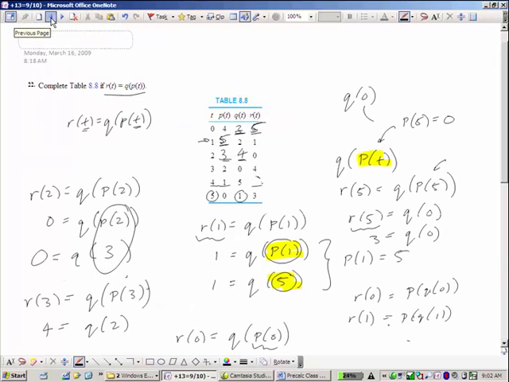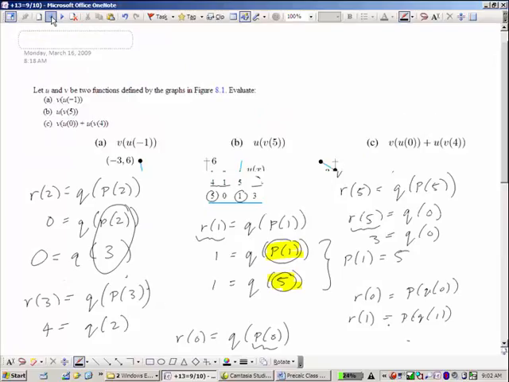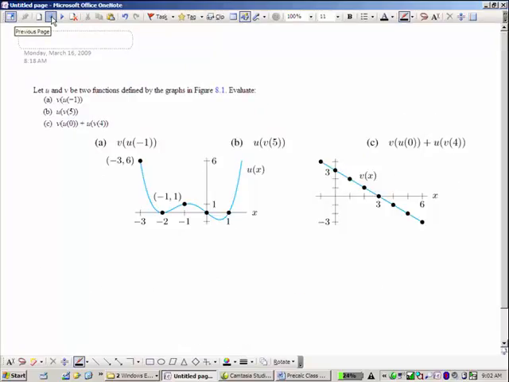Let's try one with a table, and then I want to do one sort of algebraic one. Sorry, not a table, with a graph. We just did 2 with tables. Here we have 2 different graphs. And let's take a look at V of U of negative 1.